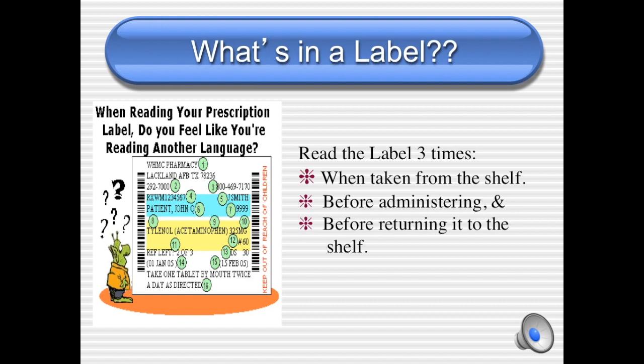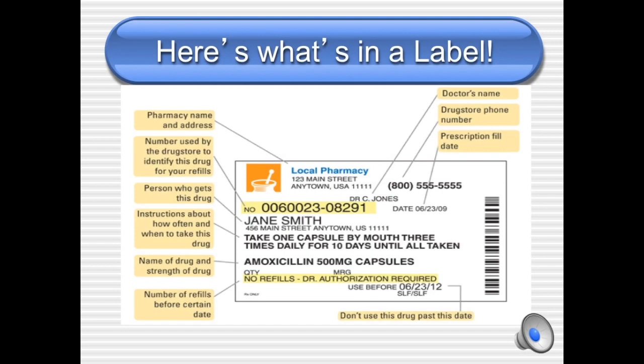Now we're going to talk about what is in a label. The prescription label can be quite confusing. Be sure to read it 3 times. First, when you take it off the shelf. Second, before you give it to the student. And the third, when you're returning it to the shelf. Here's a breakdown of a prescription label.